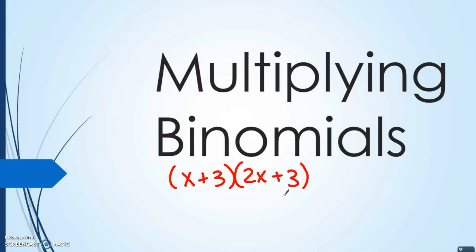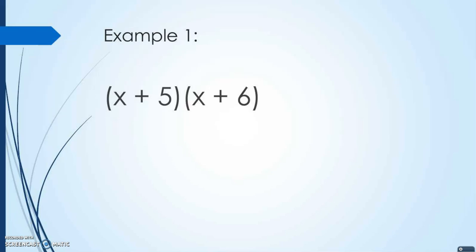Okay? So just to review real quick, don't write this down either. When you have something like this, there's a monomial, one thing times two things or three things, we just distribute, correct? So we're going to follow that same principle, but it's going to look a little different. So write down example 1, please.